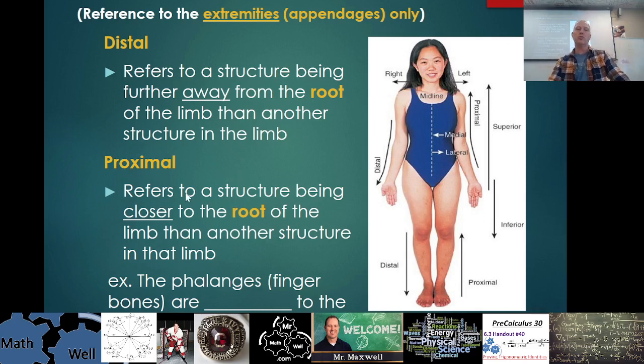Proximal means closer to the root of the limb. So if your limb is your leg, your hip up here would be the root of your leg. So proximal would be closer to the root of the leg, not closer to the end.